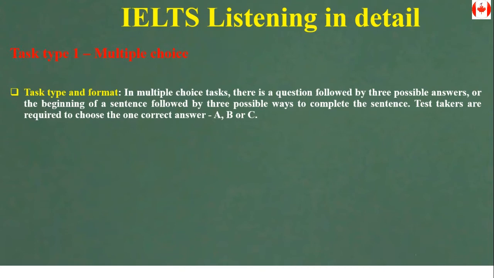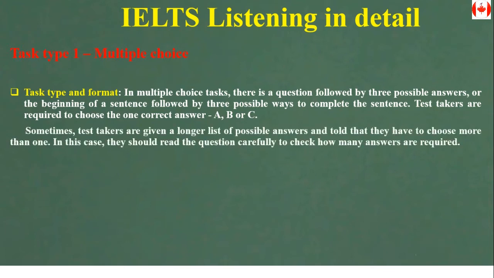In the multiple choice question you have a question followed by three possible answers, so you have to choose between answer A, B, or C. But sometimes you're given a longer list of possible answers, more than three. In this case, they ask you to choose more than one answer. It might be two or three, so you have to read the question very carefully to know how many answers they want.